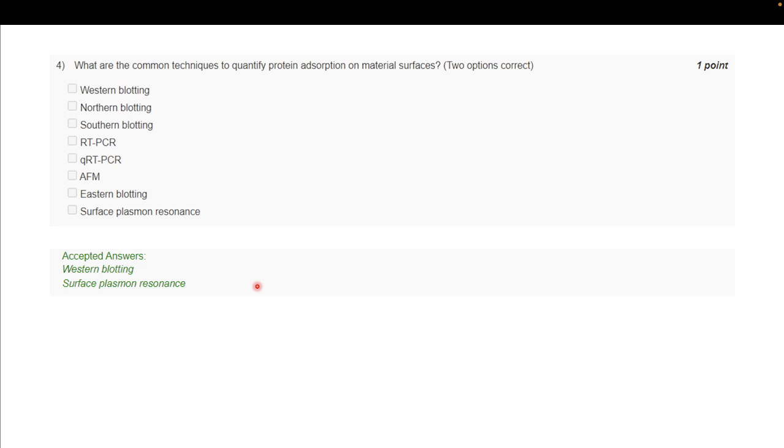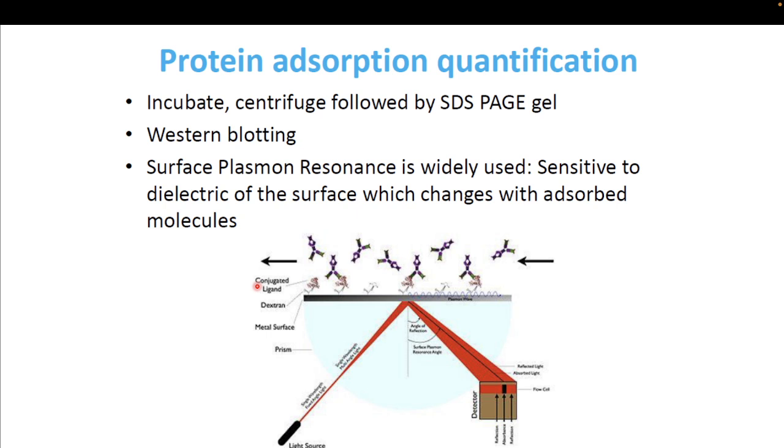The correct options are Western blotting and surface plasmon resonance. So both these techniques are used to first of all know if there is any protein absorption on the surface, and then next to quantify it. So it could be done by this method. First you incubate the material with your, let's say, FBS or any serum. Human serum also could work if you want to see what proteins in the patient's body are going to interact with your surface. So you incubate that.